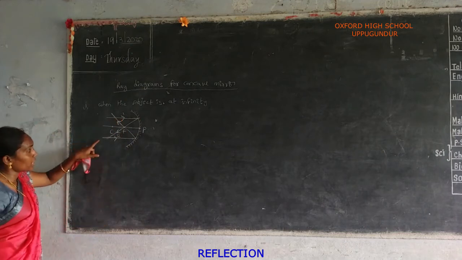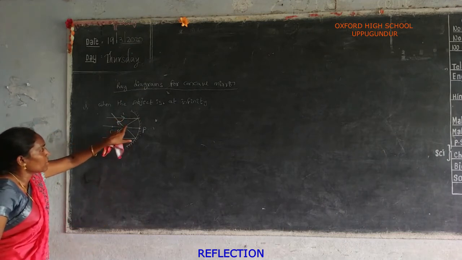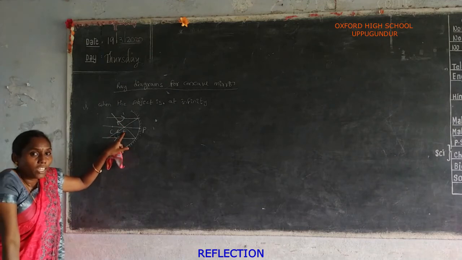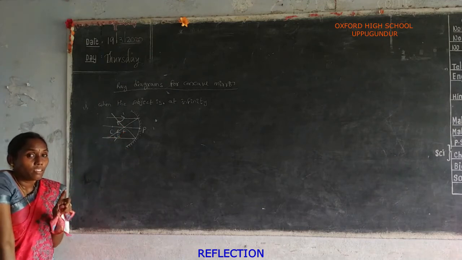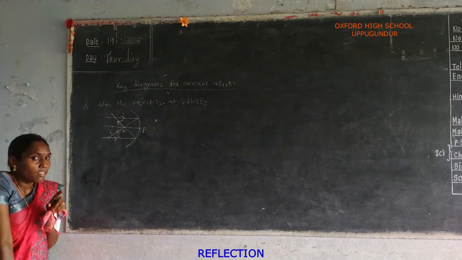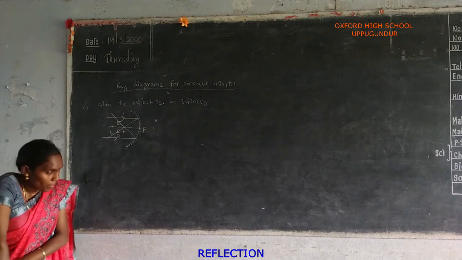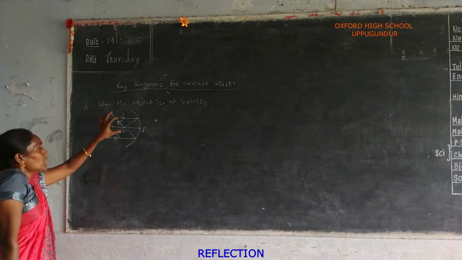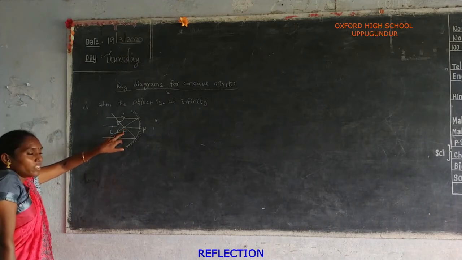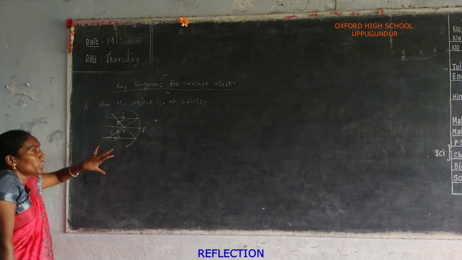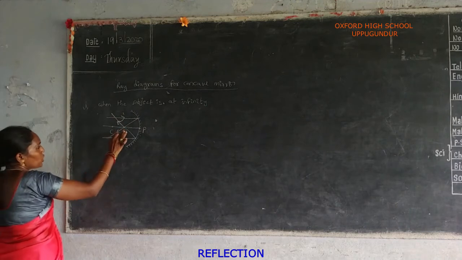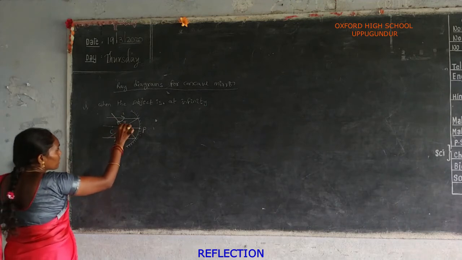These reflected rays meet at a point. That point is called the focus. Already I said the reflected rays always give a real image. The point where the two reflected rays meet, that point is called the focus, and that image is called a real image. Here the image is formed on the focus.